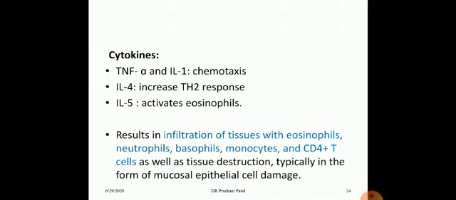Cytokines like interleukin 1 alpha and interleukin 1 induce chemotaxis. Interleukin 4 increases Th type 2 helper cell response, and interleukin 5 activates the eosinophil. It results in infiltration of tissue with eosinophils, neutrophils, basophils, monocytes, and CD4 plus T cells, as well as tissue destruction, typically in the form of mucosal epithelial damage.